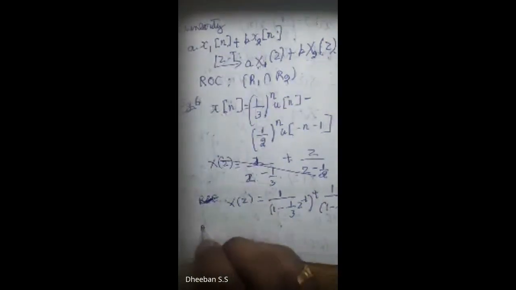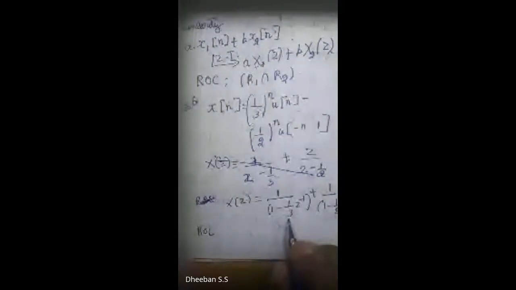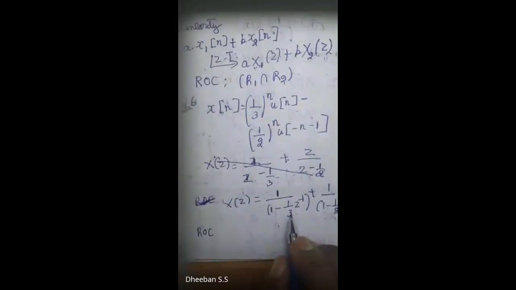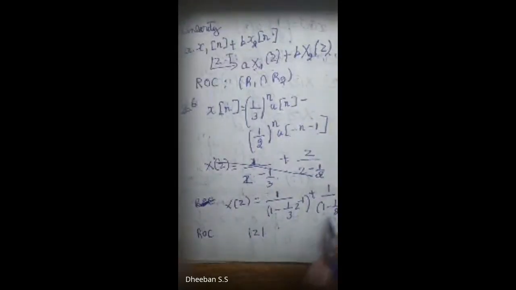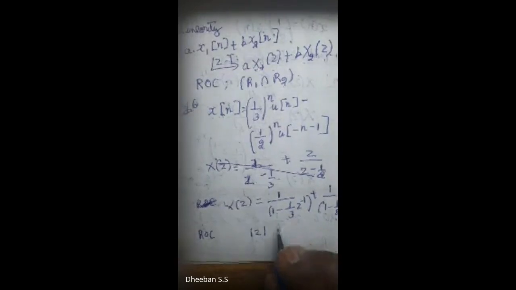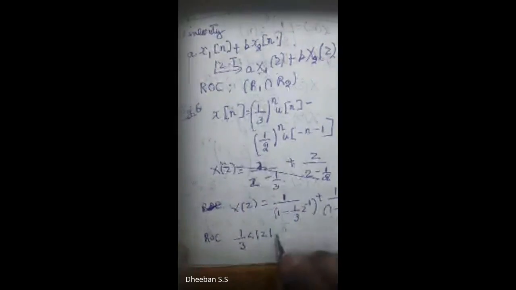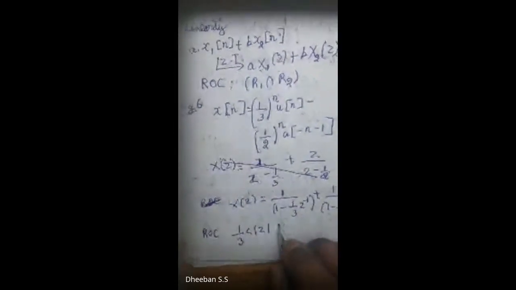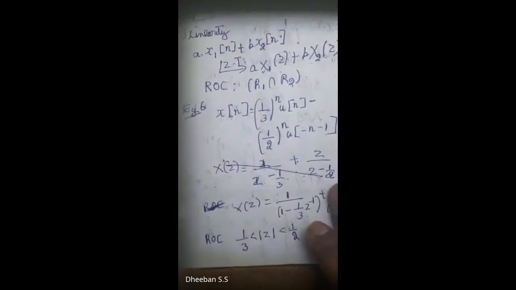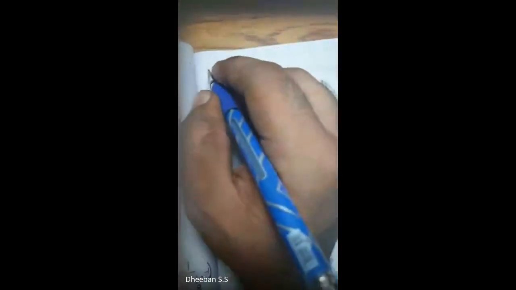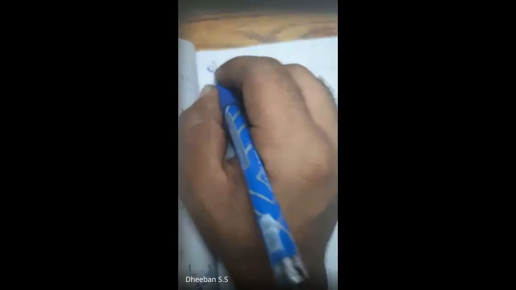Now the ROC, how you have to see: you have to first take this signal. So you have to just write your z like this. First you take this signal, and it will be 1 by 3. And over here it will be less than 1 by 2. So this is with respect to your linearity property. Regarding this, I will be solving another problem afterwards. First, you can see all the properties. Afterwards, I will get into the problems.